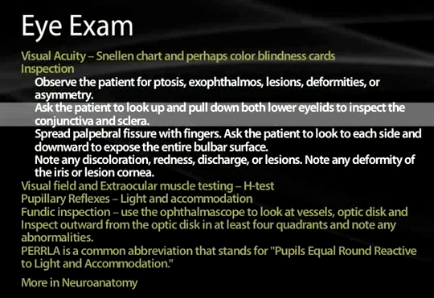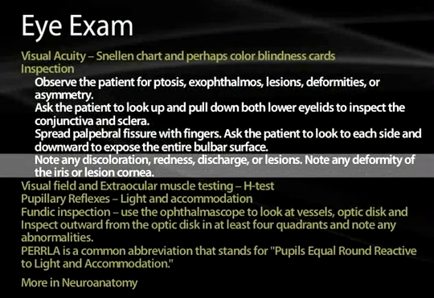You'll spread the palpebral fissure with your fingers and ask the patient to look each way to ensure that the bulbar surface is okay. And then you're going to notice any discolorations, redness, or discharges or lesions associated with the cornea or the iris.